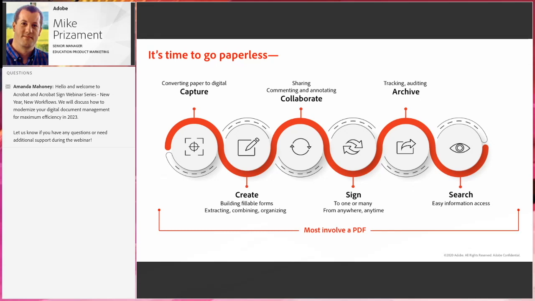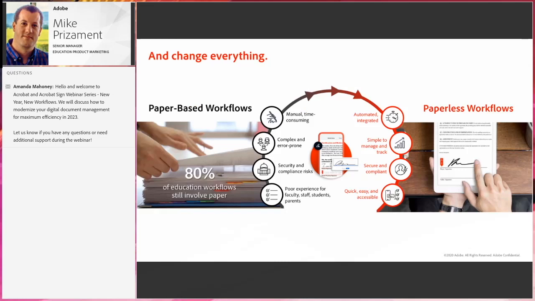So PDFs are obviously one of the biggest, most common used file types, and who better than Adobe to really help organize the needs and capabilities and automation of PDFs. So when you're looking at going paperless, there's a ton of benefits around that. So when you look at kind of paper-based workflows, first, a really scary number, 80% of educational workflows still involve physical paper. So it's just crazy to think that there's still so much paper being kind of flown around in terms of getting forms filled out. So 80% of education workflows involve paper.